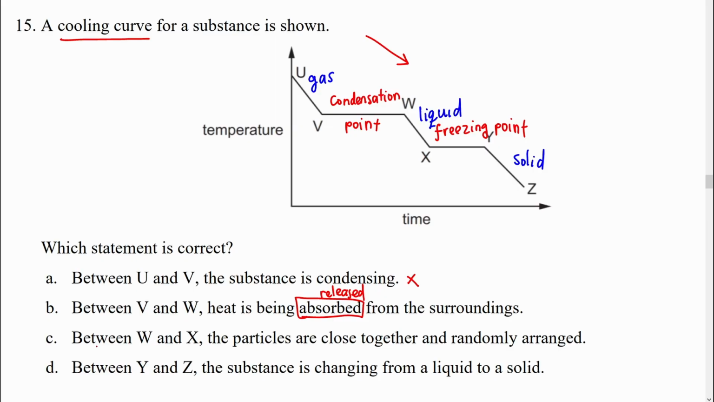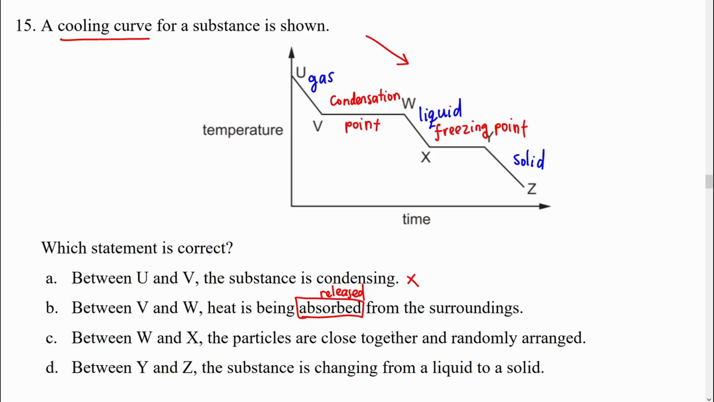What about C? Between W and X, the particles are close together and randomly arranged. Yes, that is because between W and X is a liquid, and how is the arrangement of a liquid? Very close to each other, right? But they still can slide over each other. Still close, but not as close as in the solid state.